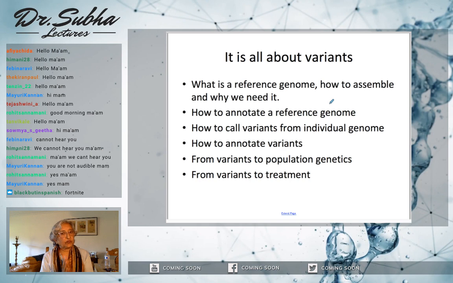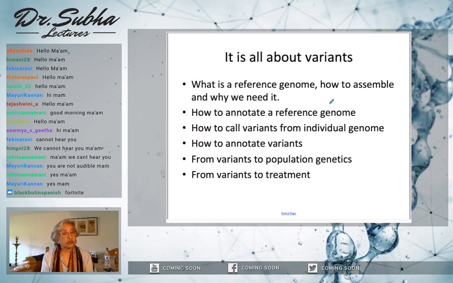To make sure we benefit from the variants, we need to annotate the reference genome. We need to know where the genes are. Is it changing the amino acid? Is it not changing the amino acid? Is it in the intergenic region? Is it just a silent mutation with no effect in the phenotype of a person or of a plant? So we need to annotate them.